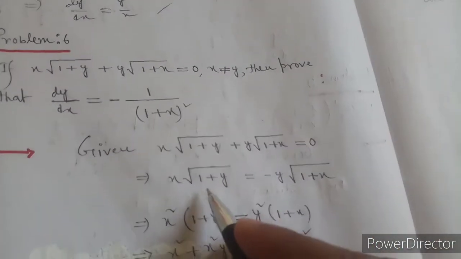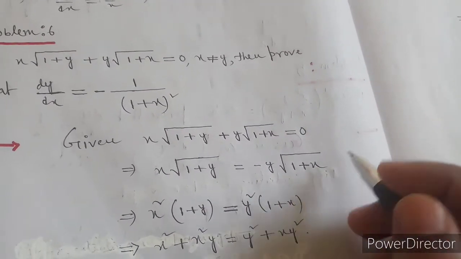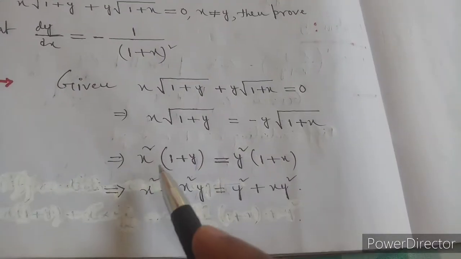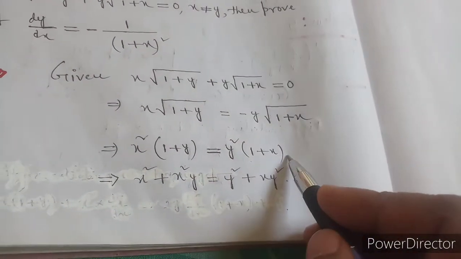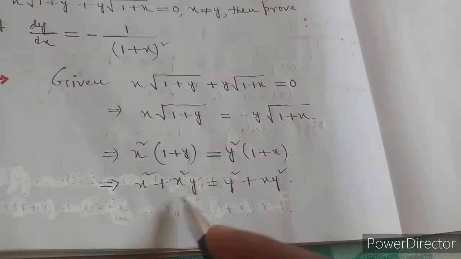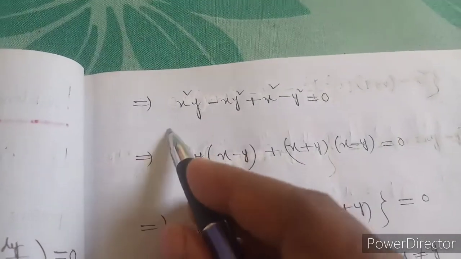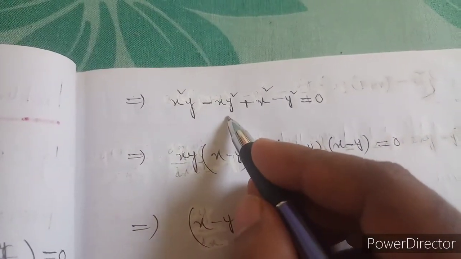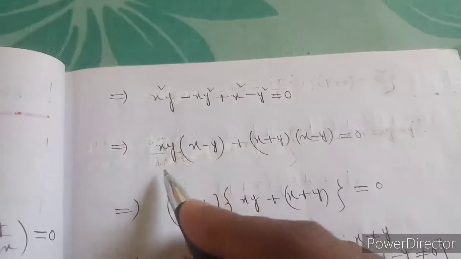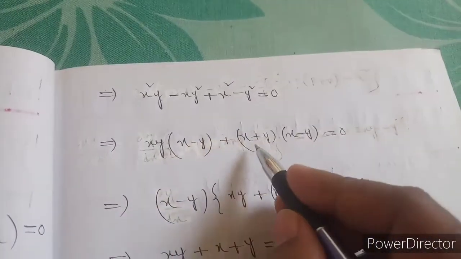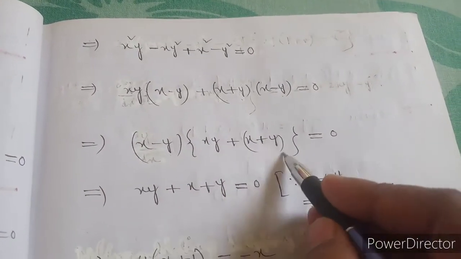So x√(1 + y) is equal to −y√(1 + x). Now squaring both sides, we get x²(1 + y) equal to y²(1 + x). Now x² + x²y = y² + xy². So xy(x − y) + (x² − y²) = 0. So from that, xy is common, and this is the formula (x + y)(x − y). So x − y is common, so (x − y)(xy + x + y) = 0.